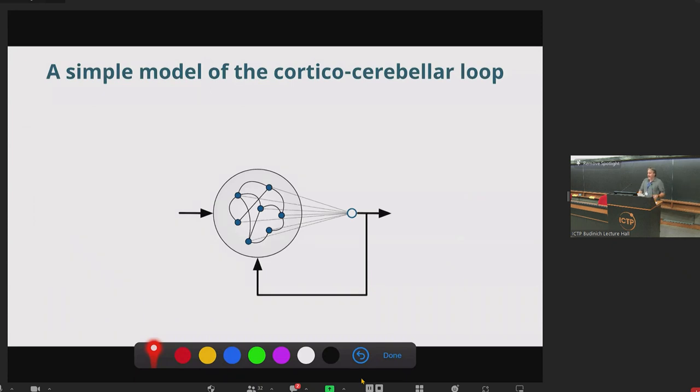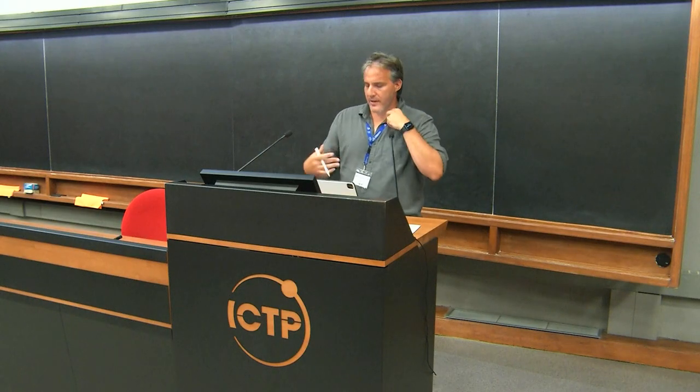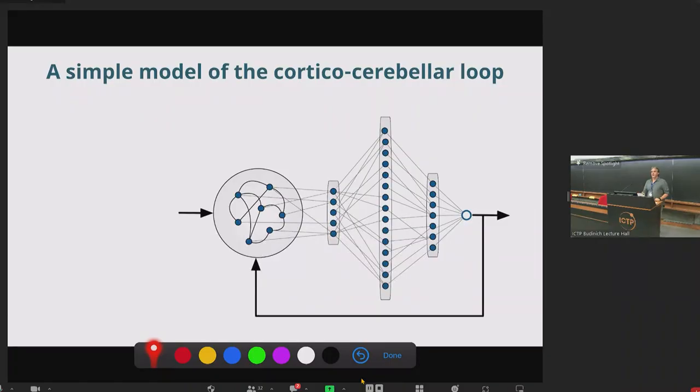So if you guessed it, the idea is to take this output loop that we've done for the FORCE algorithm, but replace it with something like the cerebellum that can actually learn this output in a more efficient way. So one thing you can see is this very huge layer. This is a layer in the cerebellum called the granule cell layer. It's a very, very huge layer that's very conserved and very typical to the structure of the cerebellum.